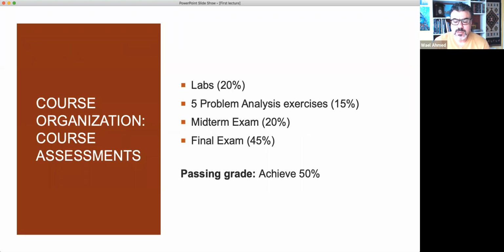As I mentioned, labs will be 20%. You have 5 labs, so each one will be 4%, and it is about the lab report that you submit. There will be 5 problem analysis exercises. Please make sure that you make use of these exercises. They are 15%, then the midterm exam will be 20%, and the final exam is 45%. In order to pass the course, you just need to get 50. That's it. Passing total is 50.